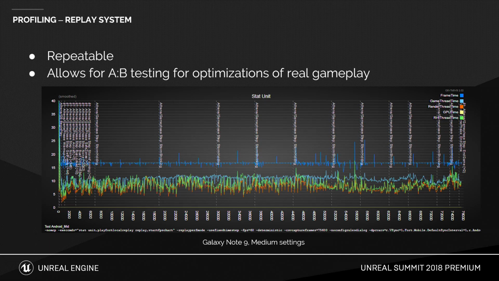So we ran the exact same replay, same number of frames, everything's identical, but we turned down the quality a little bit, and that has reduced the RHI thread time significantly. So this tells us where we should be optimizing.